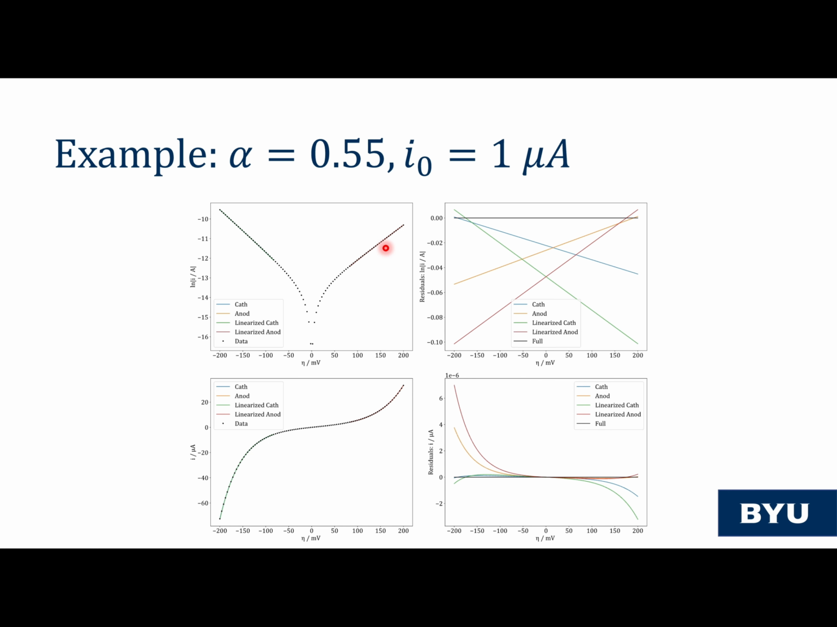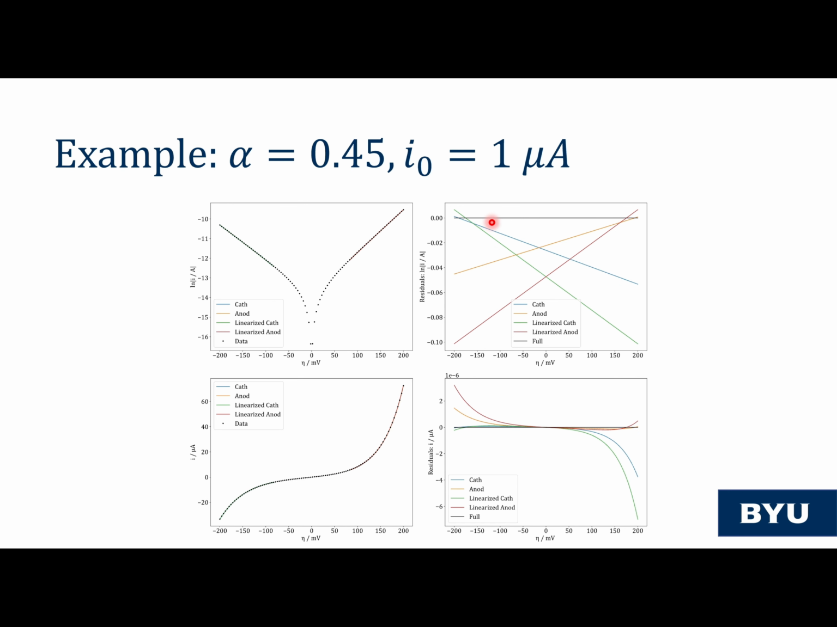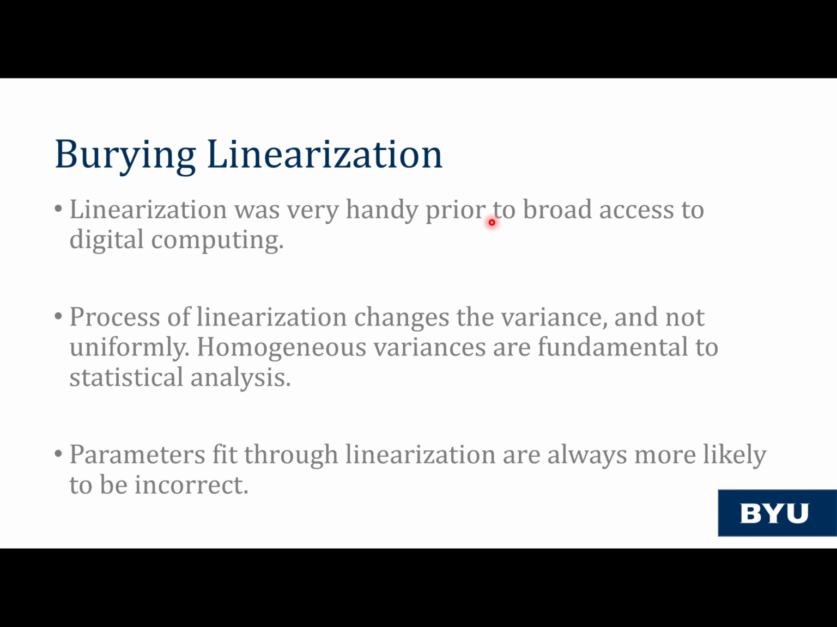Here we can see that this holds when we change the transfer coefficient as well. Though you'll notice that changing the transfer coefficient away from 0.5 impacts the cathodic fitting and the anodic fitting differently. But all the trends still stay constant. Our worst fits are linearized, and our best fits are non-linearized or the full fit. Of course, it holds when we switch our transfer coefficient the other way as well.